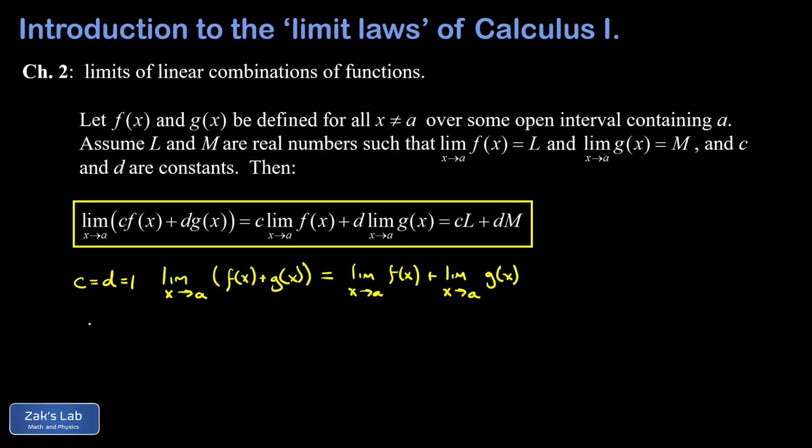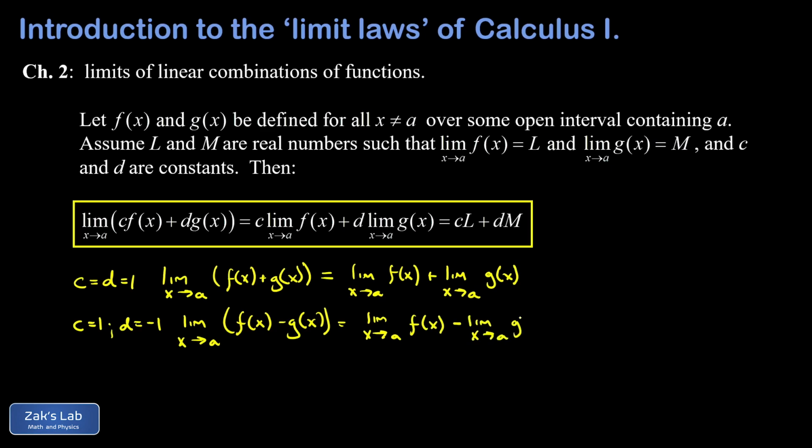Now, if we want a rule for a difference of two functions, we just cleverly pick our c and d to make that happen. So I'm going to say let c equal 1 and let d equal -1. This gives us the limit as x goes to a of f of x minus g of x. And using our rule for linear combinations, we get c times the limit of f, but c is equal to 1, plus d times the limit of g, but d is negative 1. So I have minus the limit as x goes to a of g of x. All right, so the linear combination rule just gave us a rule for differences also.